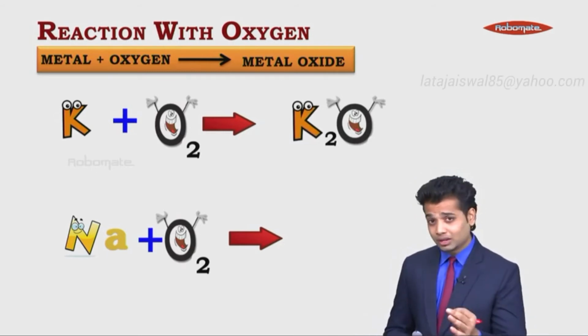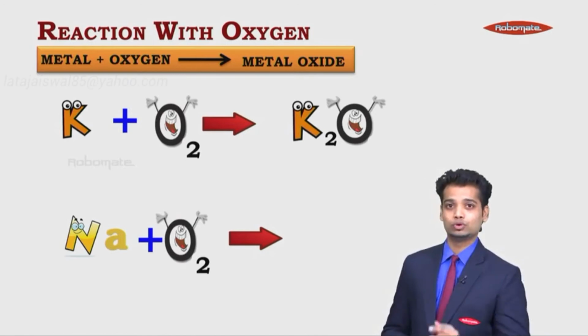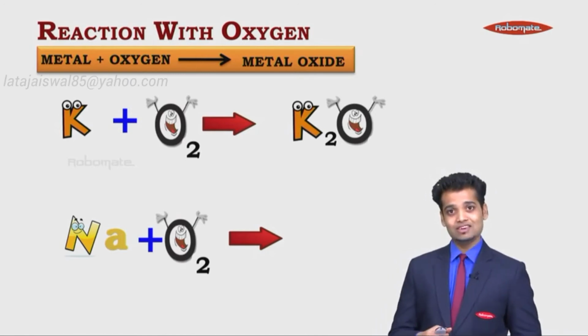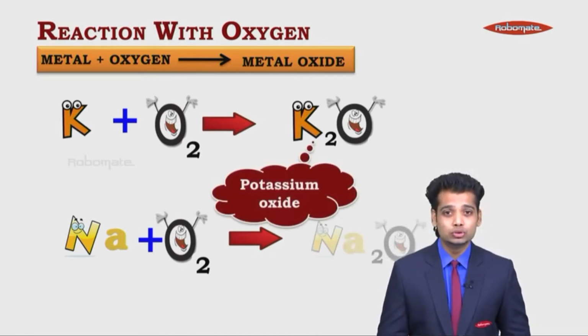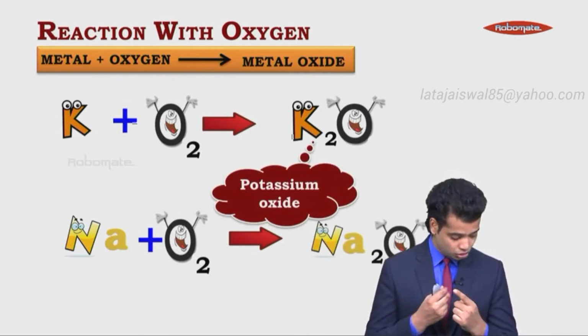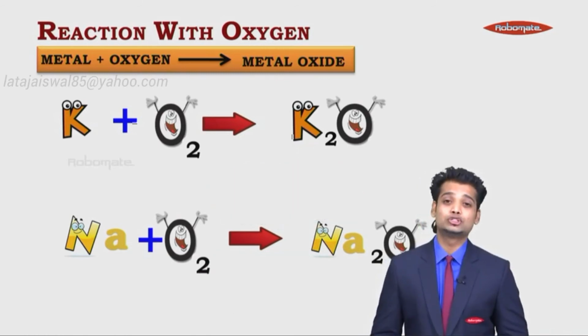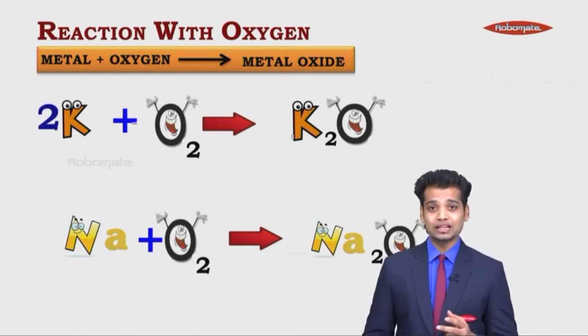Now, if you're smart enough, you'll tell me what Na and O2 will give me. It will again give me Na2O. Na valency is 1, O valency is 2, crisscross, and it forms Na2O. That's sodium oxide. Let's balance the first reaction.